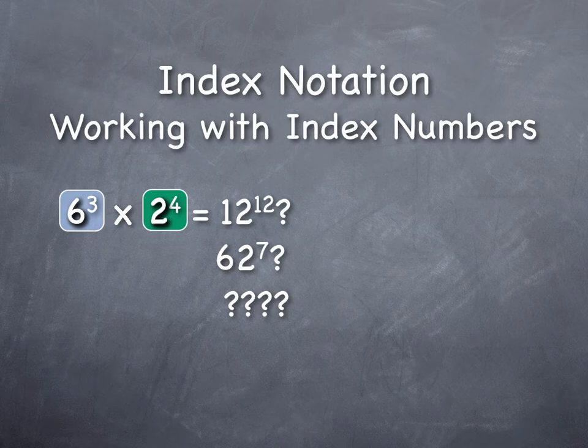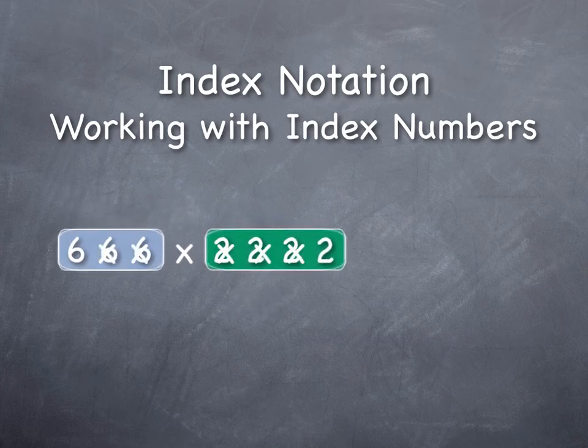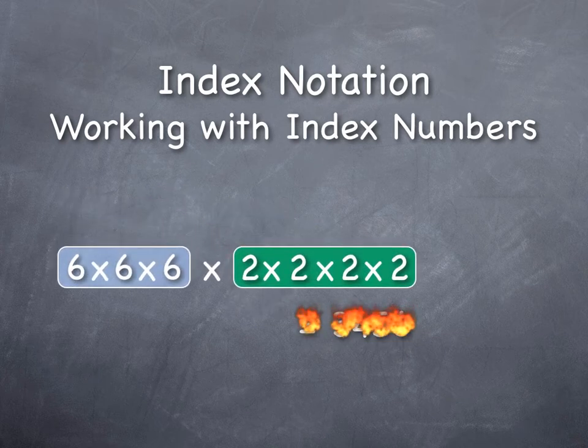Well, if we imagine what we just did with the 5s, 6 to the power of 3 really means 3 6s multiplied together. And 2 to the power of 4, if we expand that out, is 2 times 2 times 2 times 2. But I don't have a common base number. I cannot combine the 6 and the 2 to be the same base. I actually have two parts there, so I can't combine them.